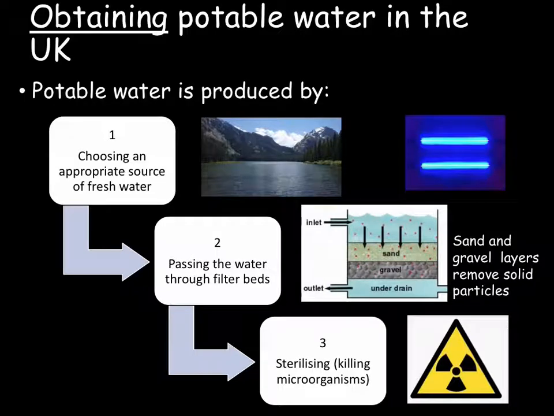In order to turn fresh water into potable water, we first need to choose an appropriate source of fresh water. We then filter it, passing it through filter beds. This removes any sand and gravel layers that are in the water. After the water has been filtered, it then needs to be sterilised in order to kill off any microbes or microorganisms living in it.